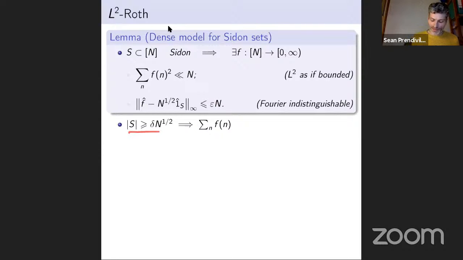So if I started with a dense Sidon set, I want to show that this function is dense in that its L1 norm is a positive proportion of n, which would be the estimate for a dense set. How do I do that? Well, the sum of this function is the trivial Fourier coefficient. And the trivial Fourier coefficient resembles the trivial Fourier coefficient of my Sidon set. And the trivial Fourier coefficient of the Sidon set takes this size. So I do have a dense function.